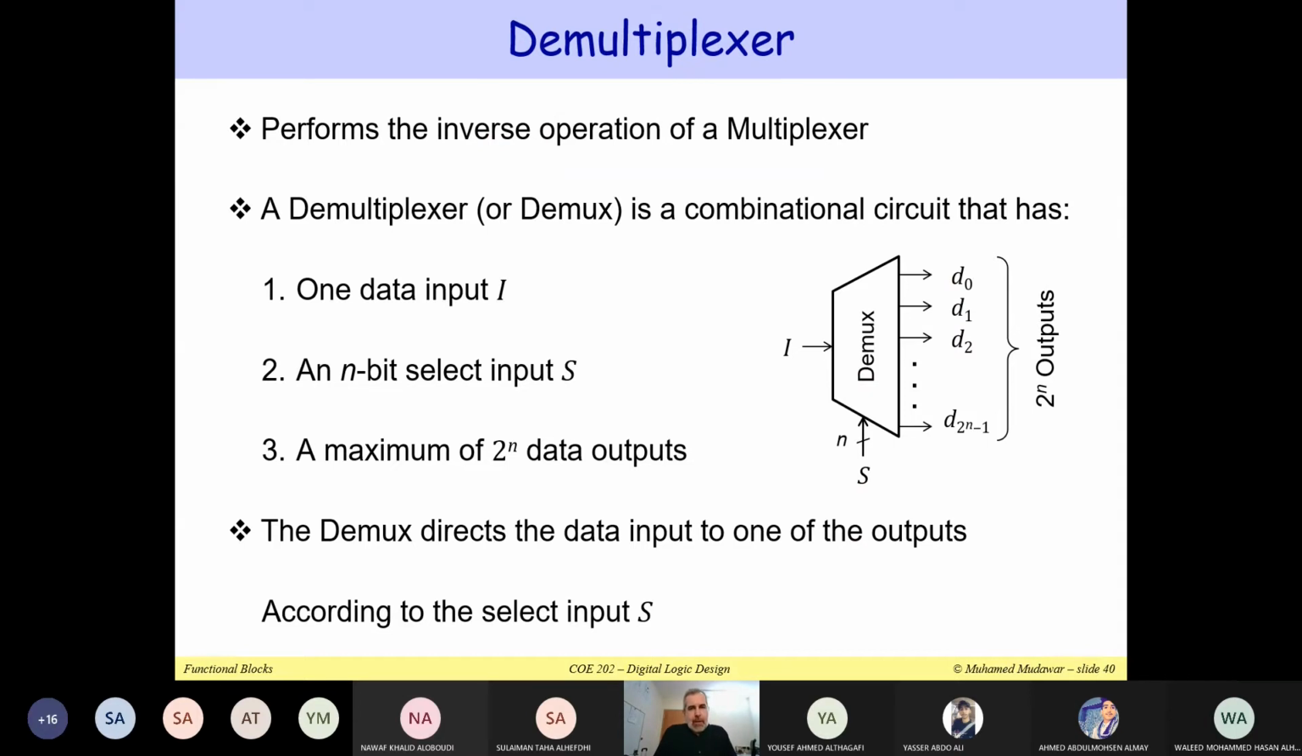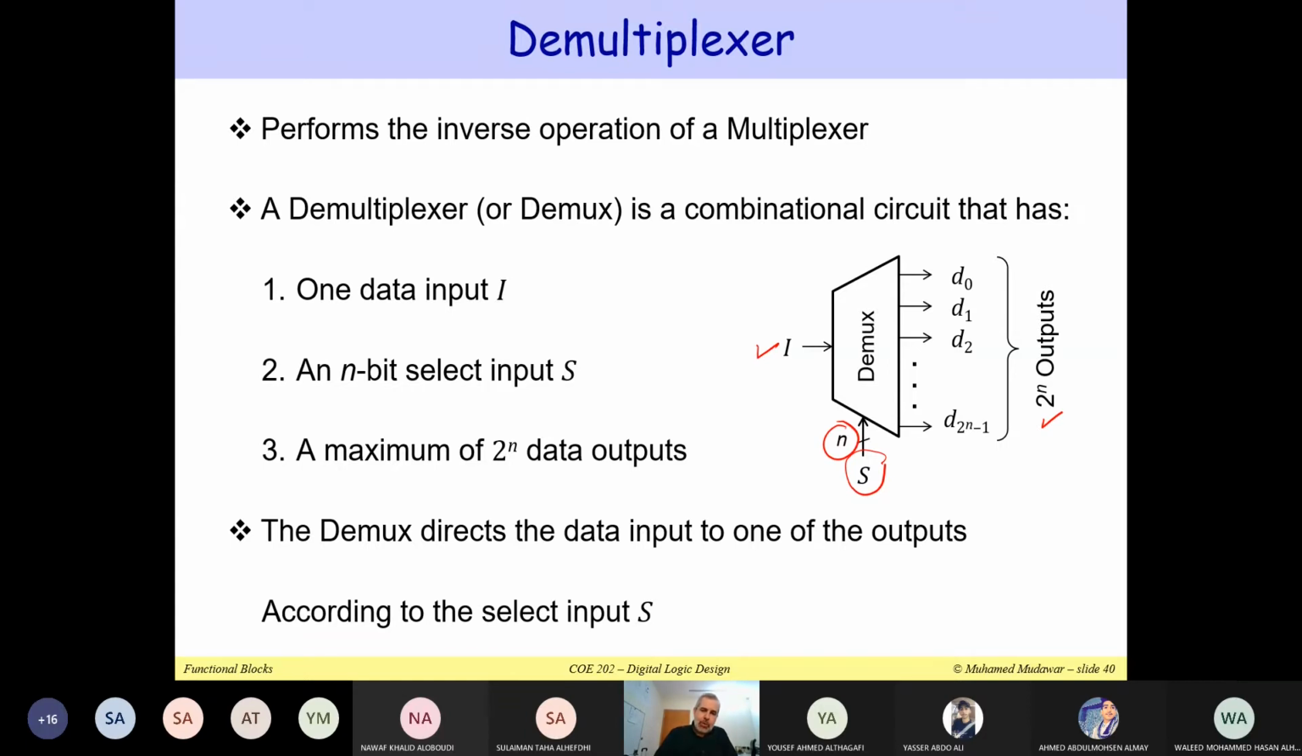Okay, so I need to talk about another block, which is called the demultiplexer. So I need to talk about a different combinational circuit. It's called the demultiplexer or a DMUX. It's a combinational circuit that has one input I. It has an n-bit select input. Notice that here S consists of n bits. This is used for selection. And it has a maximum of 2 to the power n outputs.